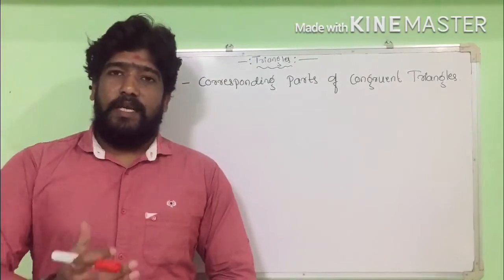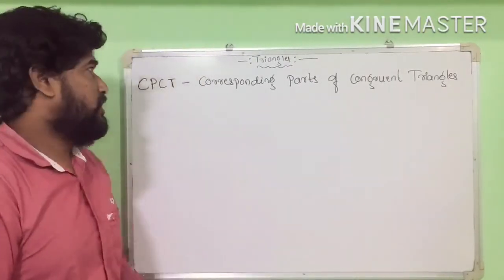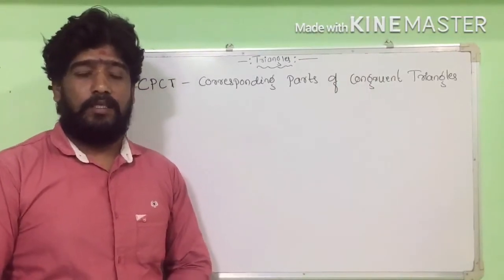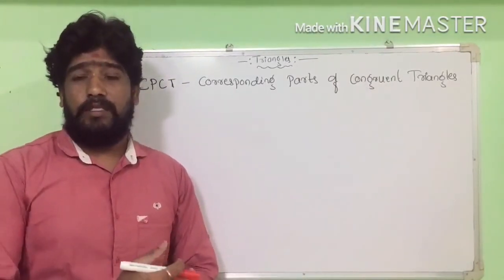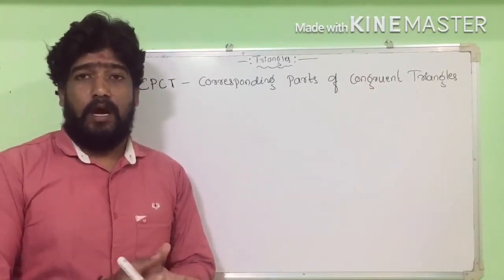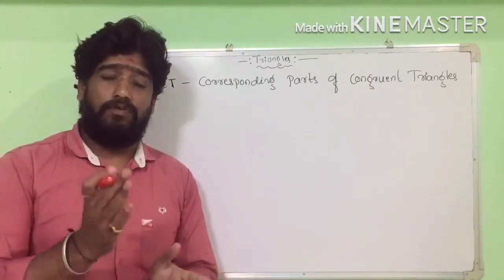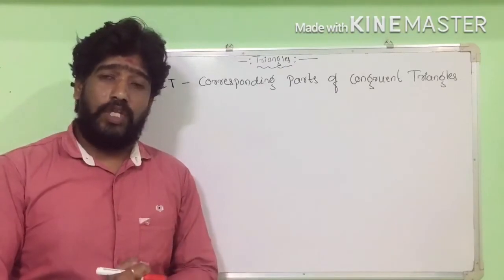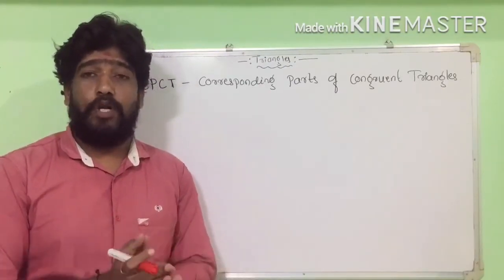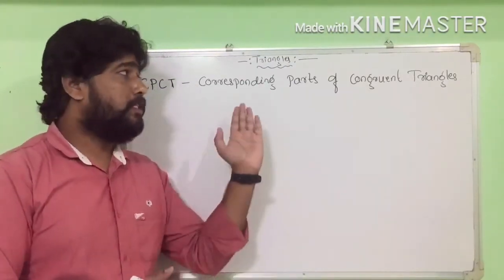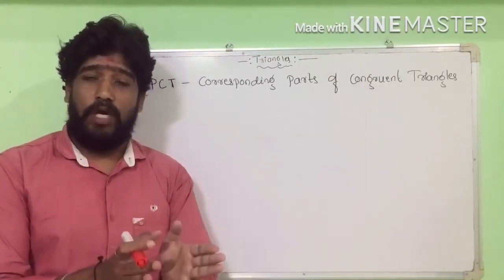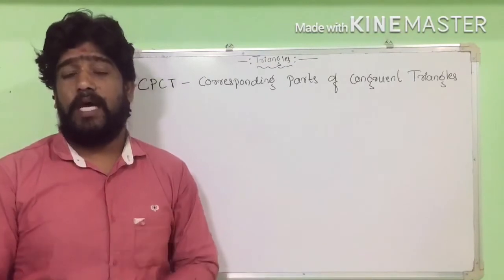So well students, the next concept is CPCT. CPCT means the corresponding parts of congruent triangles. So already we studied some criteria, right? On the basis of a criteria, the two triangles are congruent to each other. If the two triangles are congruent to each other, their corresponding parts are equal by CPCT. The corresponding parts of congruent triangles. In congruent triangles, their corresponding parts are equal.